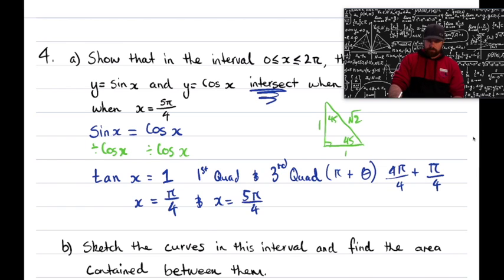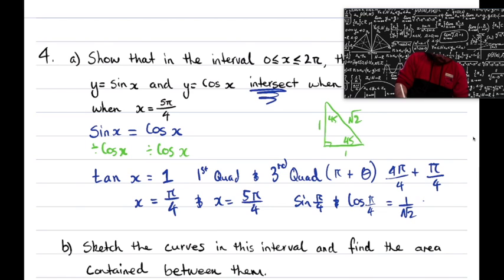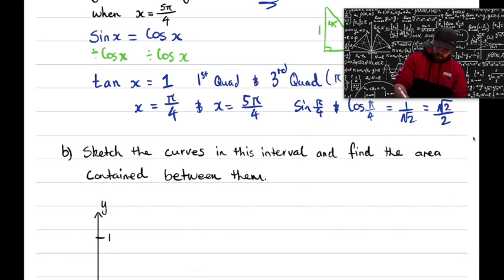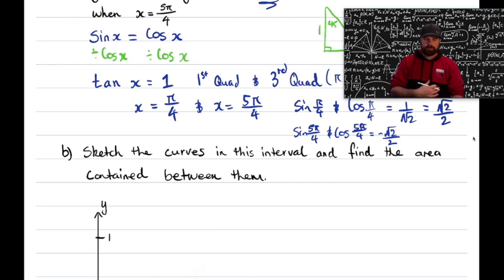So we know that sine of pi on 4 and cosine of pi on 4, well, they are just equal to 1 on root 2, which is root 2 on 2, because I don't like surds in my denominator, and then sine of 5 pi on 4 and cos of 5 pi on 4, they're just negative root 2 on 2 for the same reason.